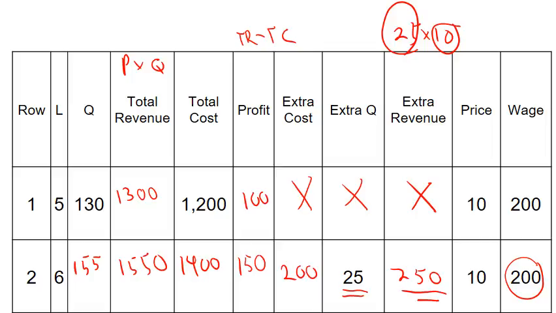Since the extra revenue, price times marginal product or extra product, is higher than the wage, $200, I know profits are going to rise. In fact, profits are going to rise by the difference between those two numbers. Profit rose by $50. It went up from $100 to $150.